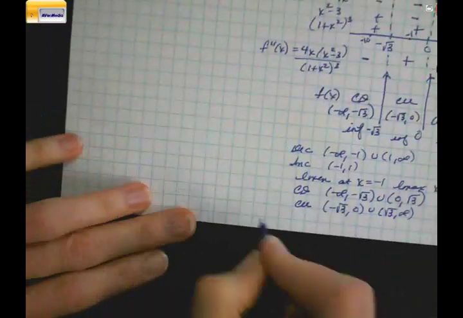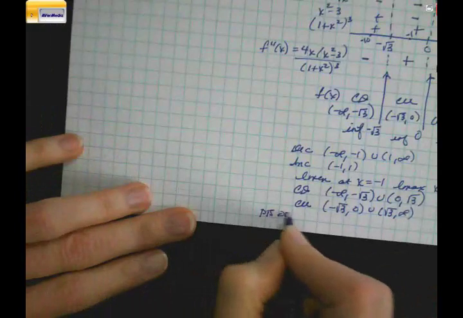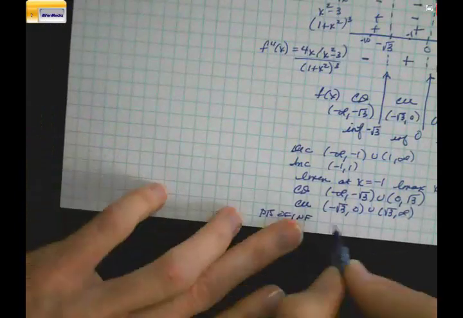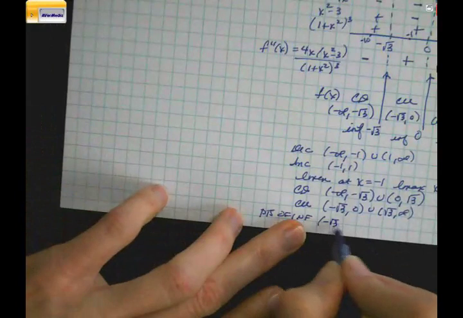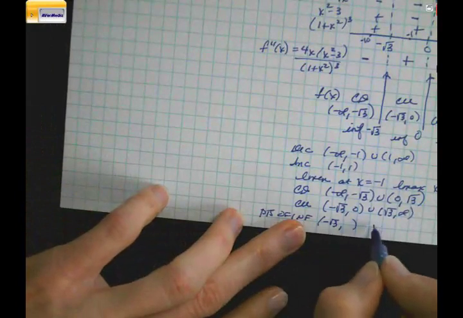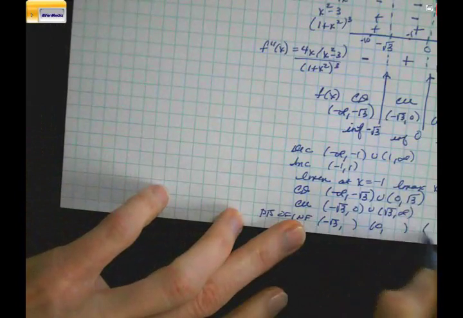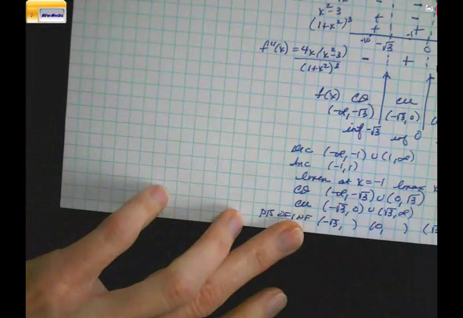Looks like we have 3 points of inflection, which are occurring at negative square root of 3 and something, 0 and something, and positive square root of 3 and something. The 0 is 2 over 1, right? So this is 0, 2. The square root of 3 business.